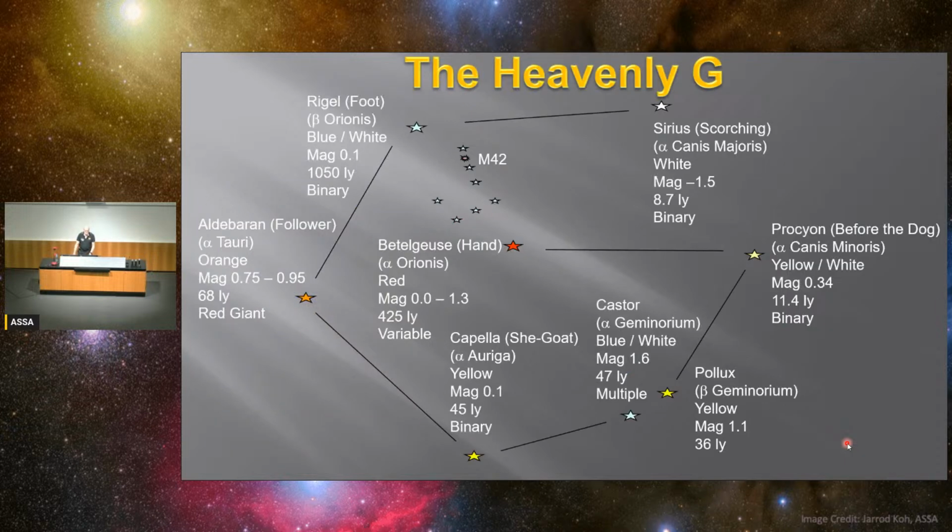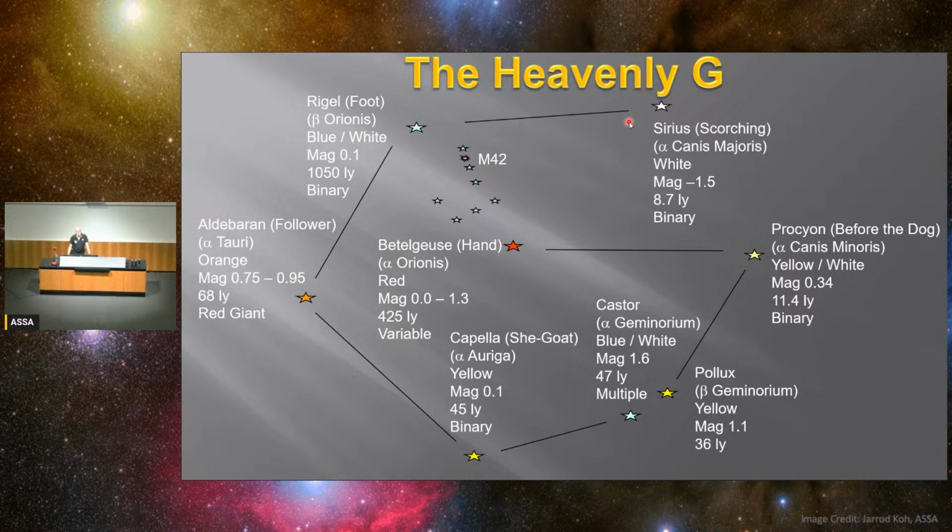So as I said, I'm going to conclude with a little tour of the sky as it appears tonight. It's called the Heavenly G because these bright stars sort of form a giant capital G in the sky. So we'll start off with Sirius. So that's the star we've been talking about. It's one of the closest stars to the sun, and it's the brightest star in the sky.